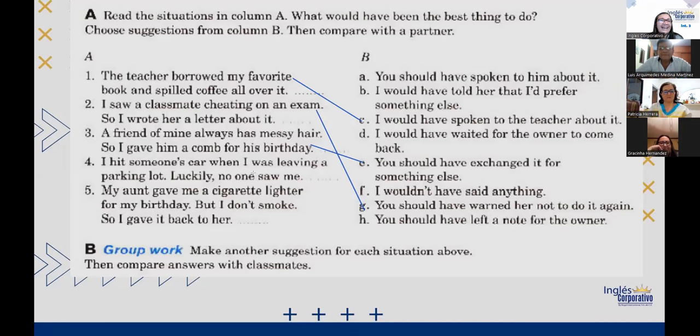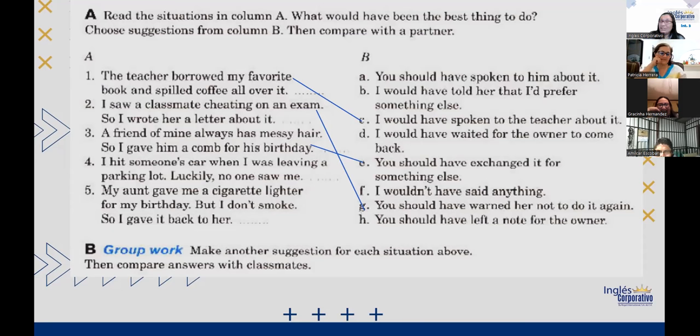I hit someone's car when I was leaving a parking lot. Luckily, no one saw me. Letter D. I would have waited for the owner to come back. Integrity. Nobody saw me. Run. Okay. Right. And now with the cameras.